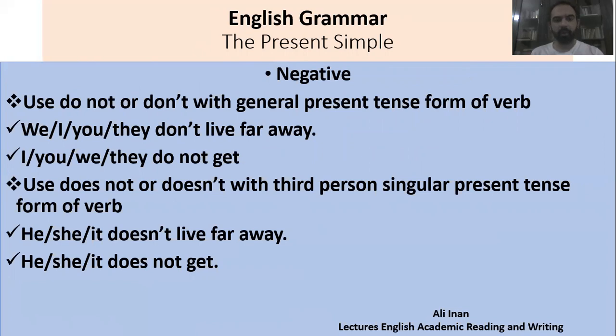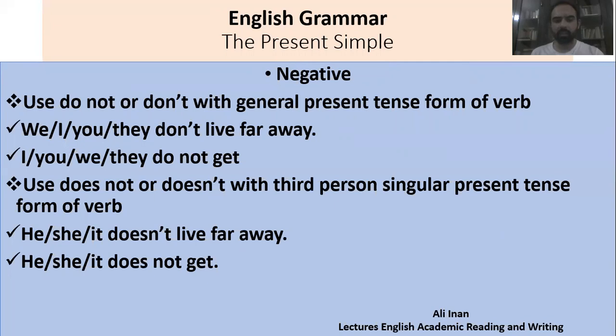The negative form of the present simple tense includes the usage of do not or don't with the general present tense form of the verb. For example, we do not live far away, or with a contraction, I don't live far away, or you do not get.